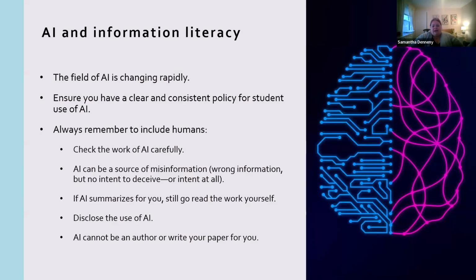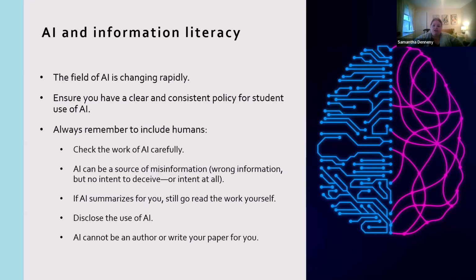And I've said it a few times, but even if you have AI help you with summarizing, make sure you're reading the original work. Also, disclose the use of AI. If you're using AI in your research, that's a good thing to disclose. And I believe Andrea will be putting in the chat our blog post on how to cite AI, as well as APA journals' information on usage of AI.